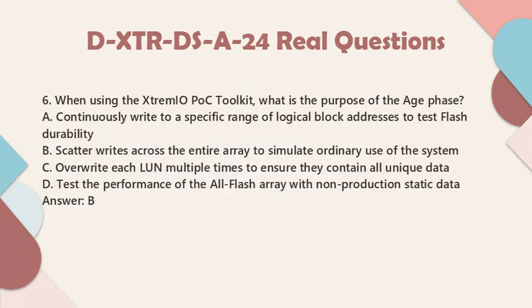6. When using the XtremIO POC toolkit, what is the purpose of the H phase? A. Continuously write to a specific range of logical block addresses to test flash durability. B. Scatter writes across the entire array to simulate ordinary use of the system. C. Overwrite each LUN multiple times to ensure they contain all unique data. D. Test the performance of the all-flash array with non-production static data. Answer: B.